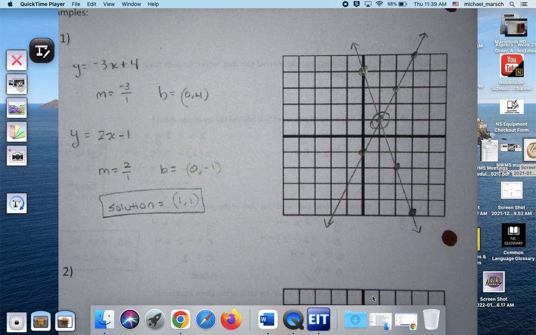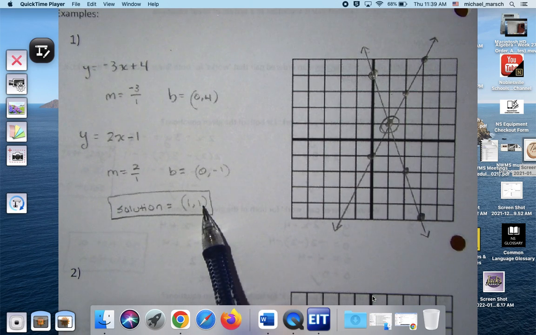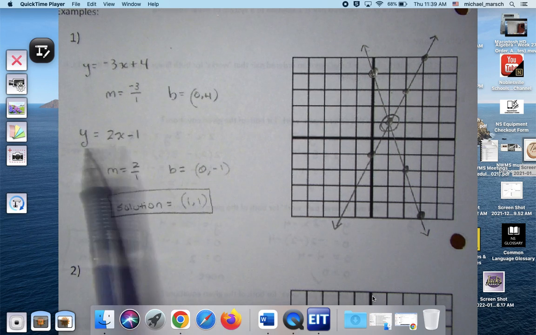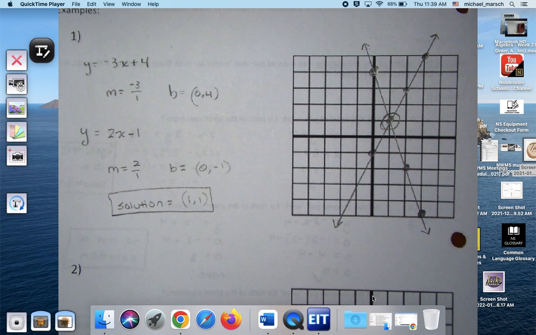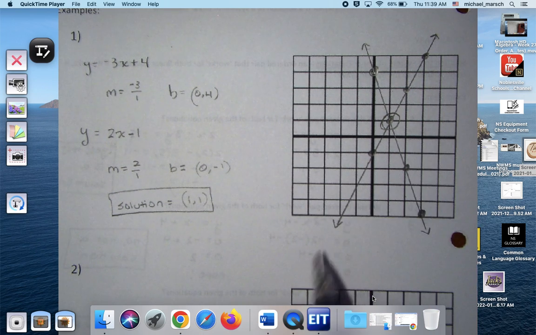So what this tells me is that if I put 1 in for x and 1 in for y, they will work for both equations, just like what we did on the first page. Right? So on the first page, I gave you the ordered pair. You had to decide if it was a solution. Right now, we are using the equations to find the solution.